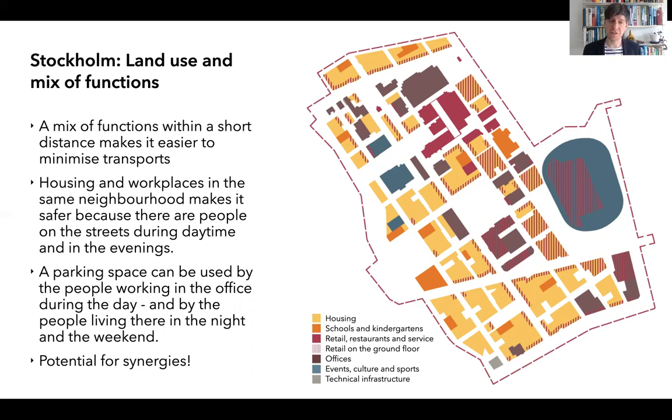But also a parking space, for example, can be used by the people working in the office during the day. And by the night, people living in the area can use that same parking space. So you just build one parking space and two people can use it instead of building a lot of parking areas. So I think that the mix of function is really a potential for synergies.